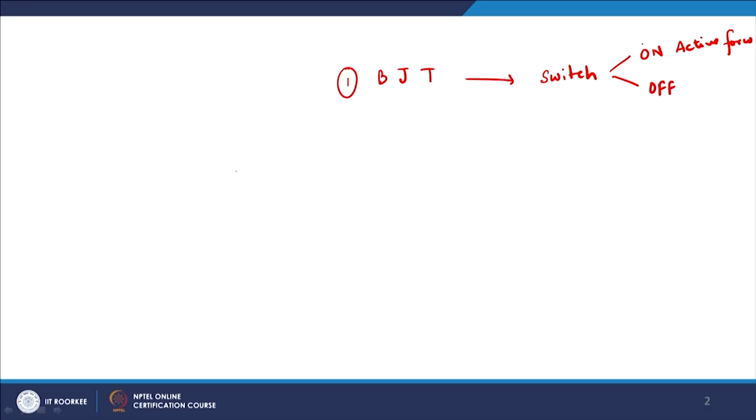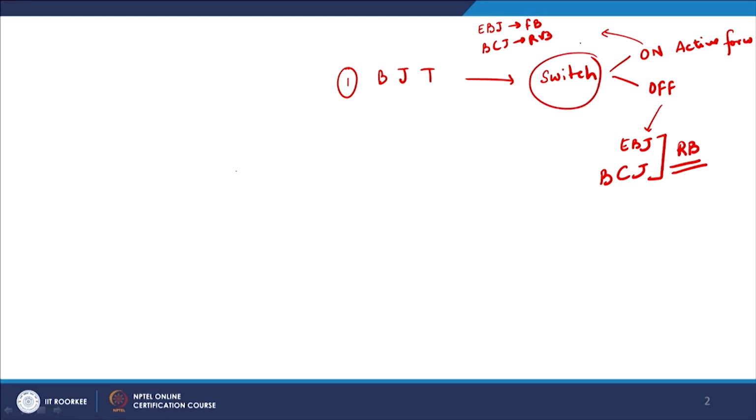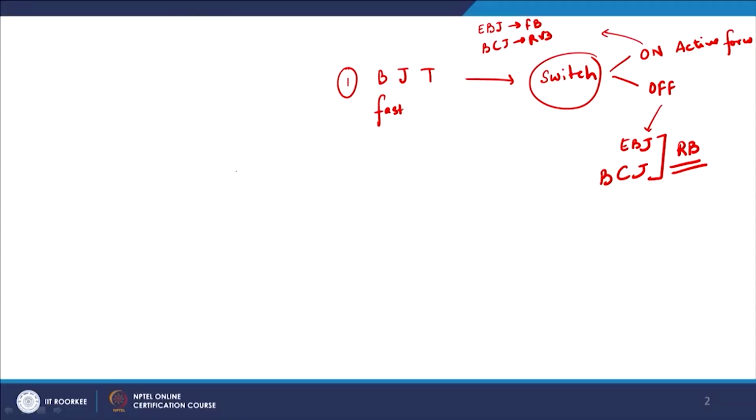So what will happen in this state? Your EBJ, the emitter-base junction, will be forward biased, and the base-collector junction will always be reverse biased. So you have an on state. What is the off state? Both the EBJ and the base-collector junction will be reverse biased. In that case it will be the off state. So I can use the BJT as a switch for sure, and whenever you require heavy switching action, the BJT can be used, and understand it to be a very fast switch.